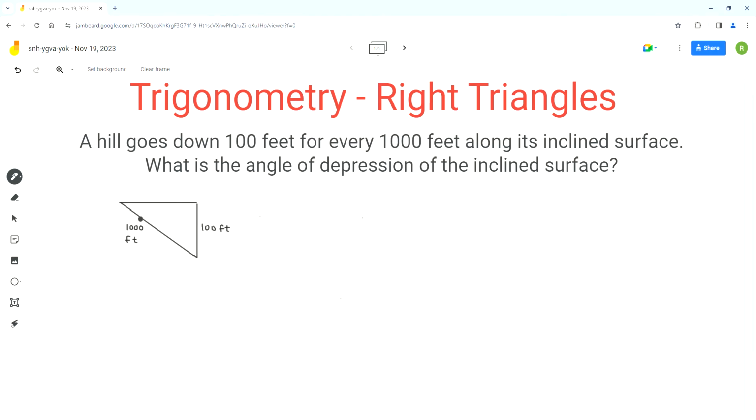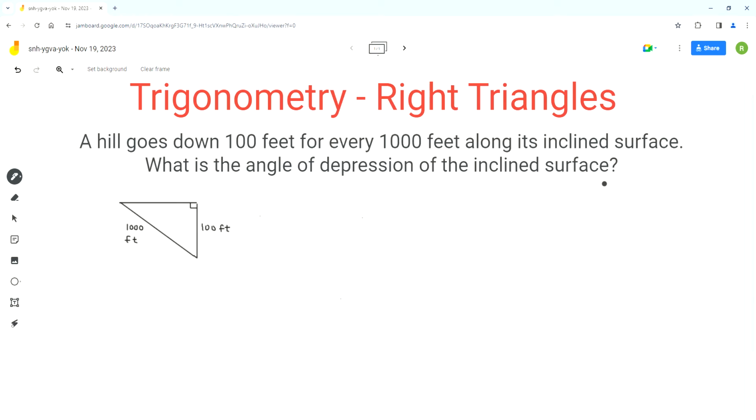As per the problem, if we start at a point on the hill and go 1000 feet along the surface of the hill, we go 100 feet down. So that is what this problem is telling us about that hill. Now this is a right angle triangle, so we can show that by using the right angle symbol at this top right corner. Now we have to calculate the angle of depression of the inclined surface.